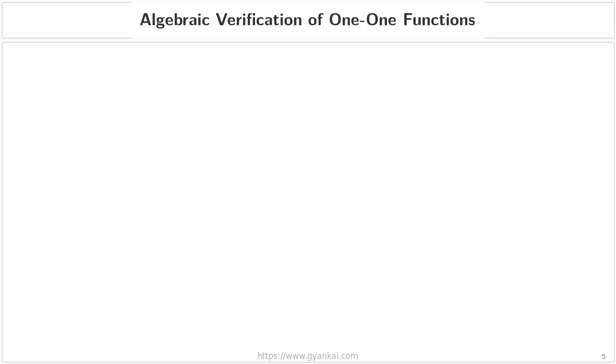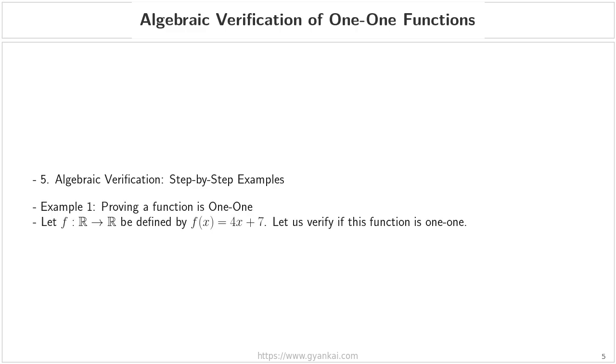Algebraic verification of 1-1 functions. Now that we have discussed the theoretical definition and looked at a real-world analogy, let us move on to the algebraic verification process. This is the formal method you will use in your exams to prove whether a function is 1-1 or not. Let's look at example 1, where we aim to prove that a function is 1-1.